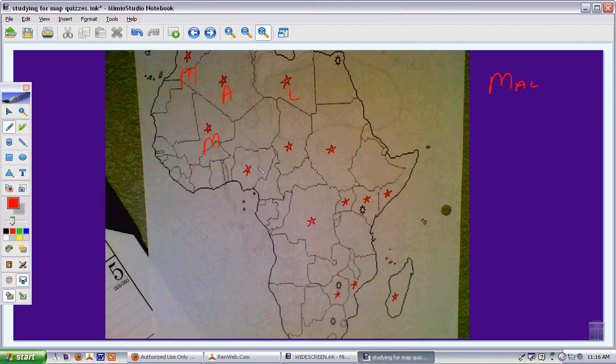Here we have M-N-C-S. Mali, Nigeria, Chad, Sudan. M-N-C-S. Then in our 3rd row, we have Congo, Uganda, Kenya, and Somalia. C-U-K-S. And our final row, I'll do that for you. You have South Africa, then you have Zimbabwe, Mozambique, Madagascar. Bad minx. I think of the word M-I-N-K, but here in our case it's spelled differently.